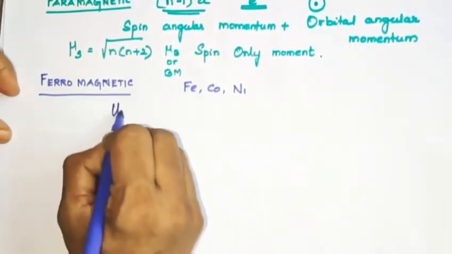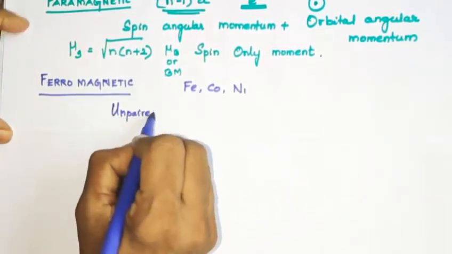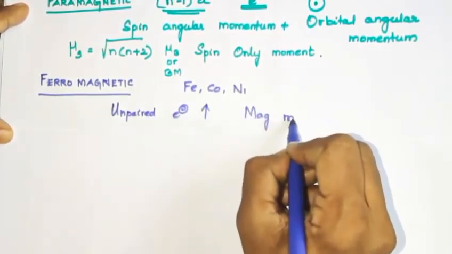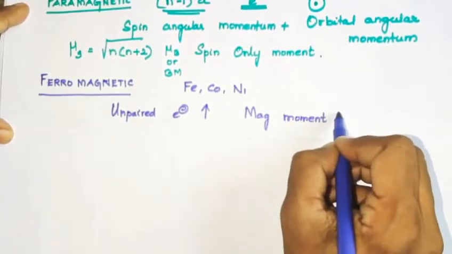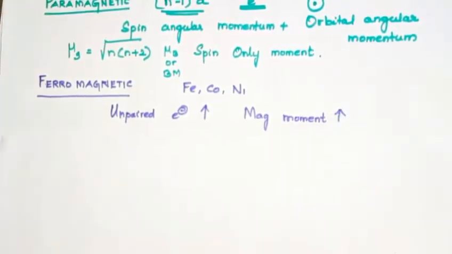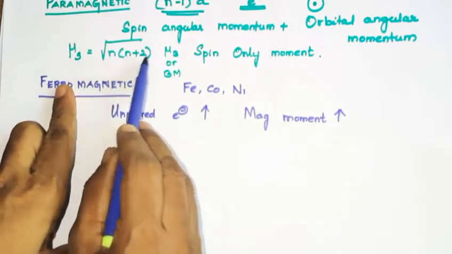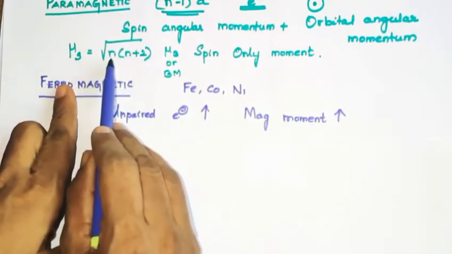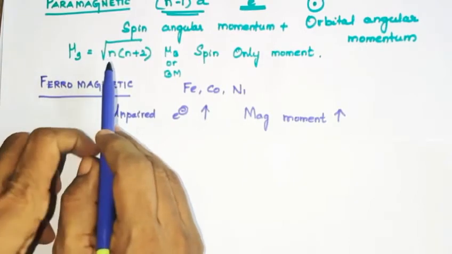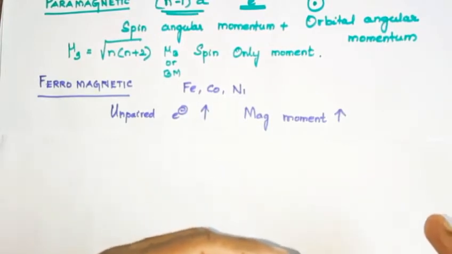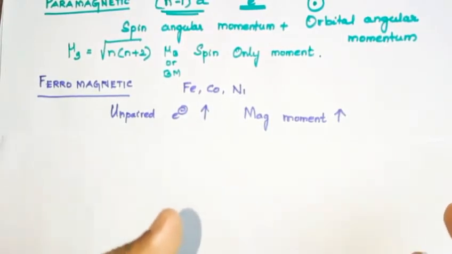In the formula mu s is equal to square root of n into n plus 2, n is the number of unpaired electrons. Let us see some examples of how the unpaired electrons are arranged in the transition elements.